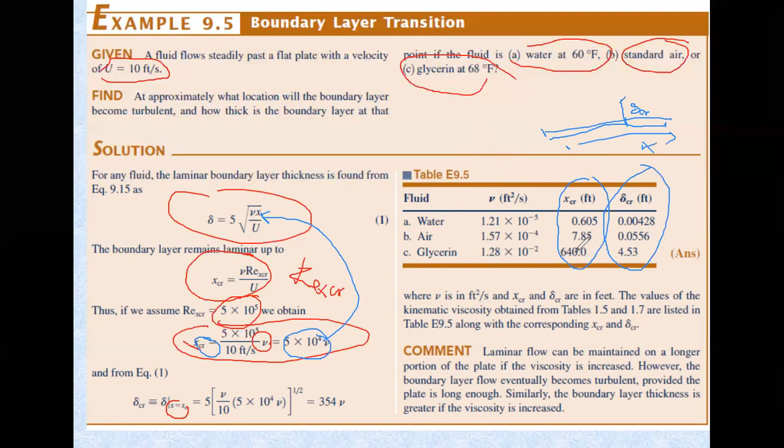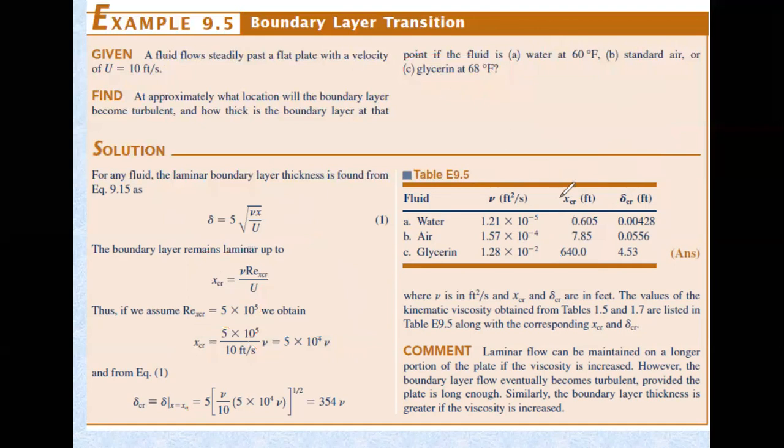Then we have this. So if we try to analyze what we have over here, you will see big variations of the x critical. It means for water, you're going to have a really short distance of laminar flow, 0.6 feet, less than 10 centimeters, I think. No, 0.1. About 18 centimeters. You're going to have a turbulent case.